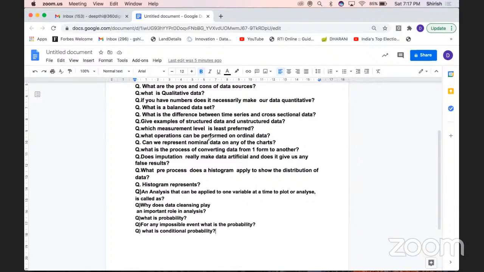So then what is this probability distribution all about? When you have come to probability, what is probability distribution? How do you explain probability distribution?